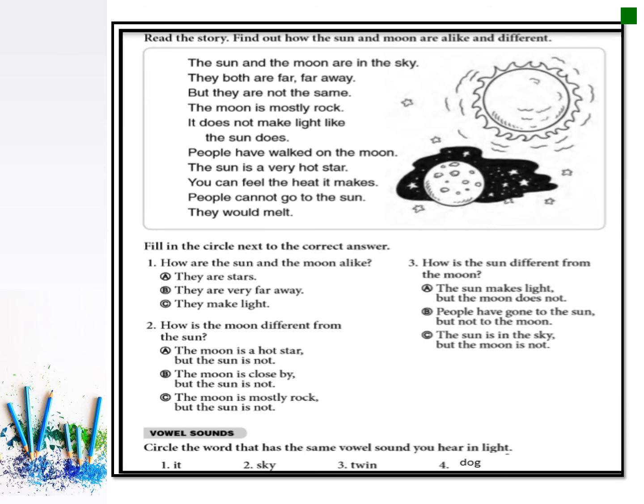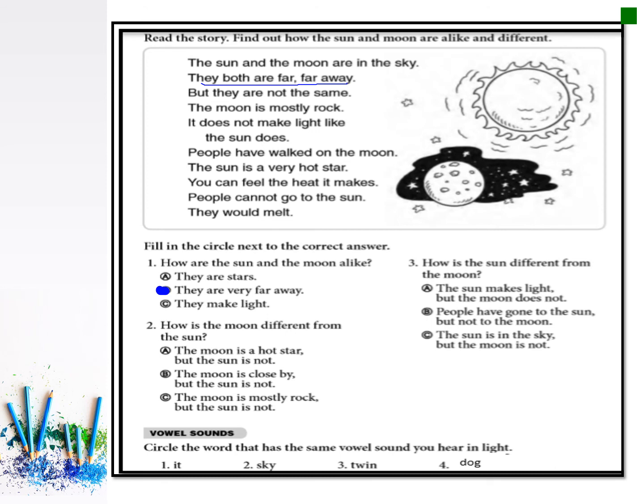How are the sun and the moon alike? Alike means same. They are stars. They are very far away. They make light. So here it says they both are far, far away. So they both are far, far away. The answer is B.